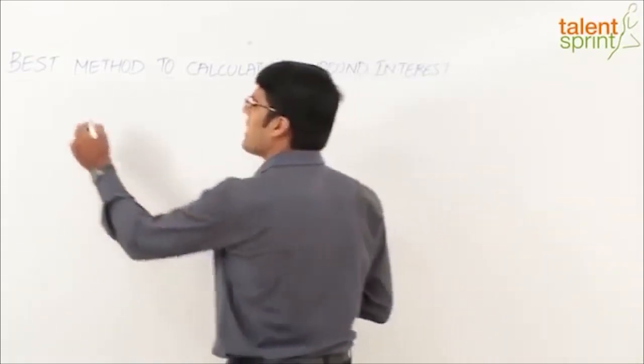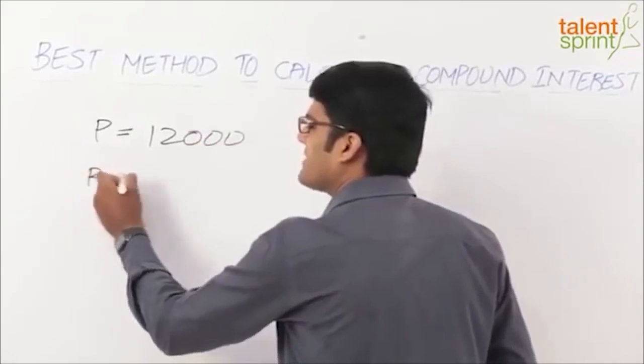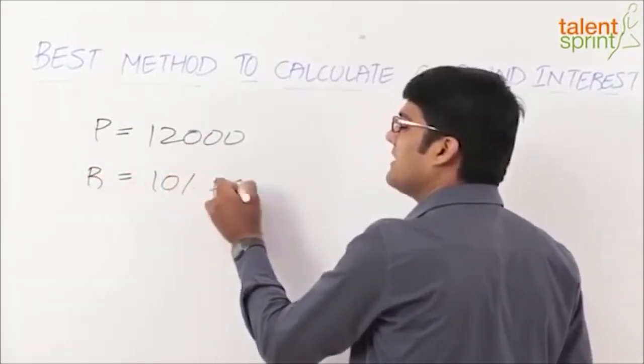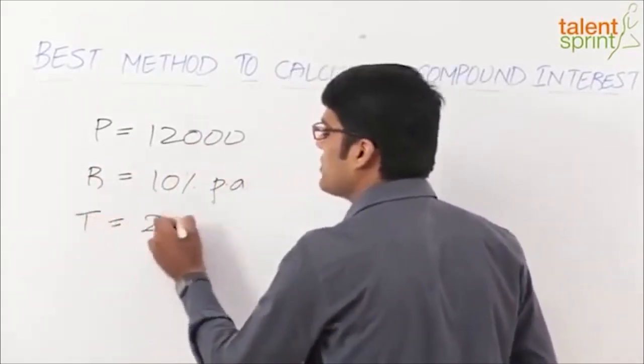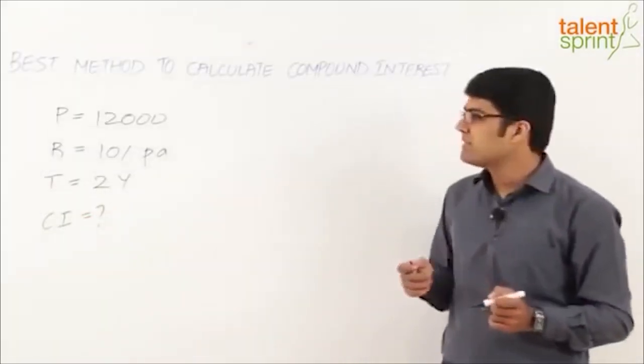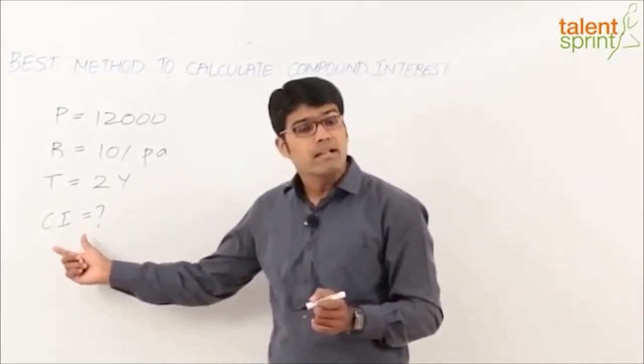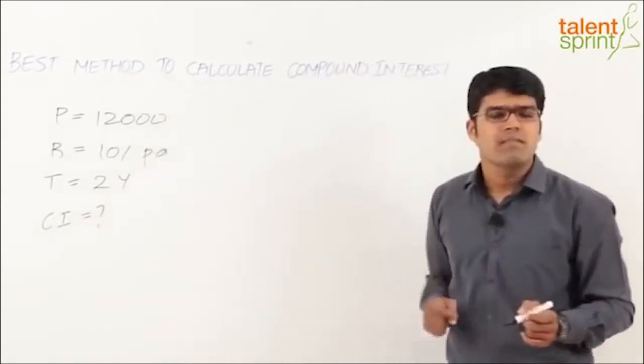Let's say the principal amount given is 12,000. The rate of interest is 10% per annum, and the time period is 2 years, and we are required to find the compound interest, right? So the principal, rate of interest and the time period are given, and we need to calculate the compound interest from these three values.